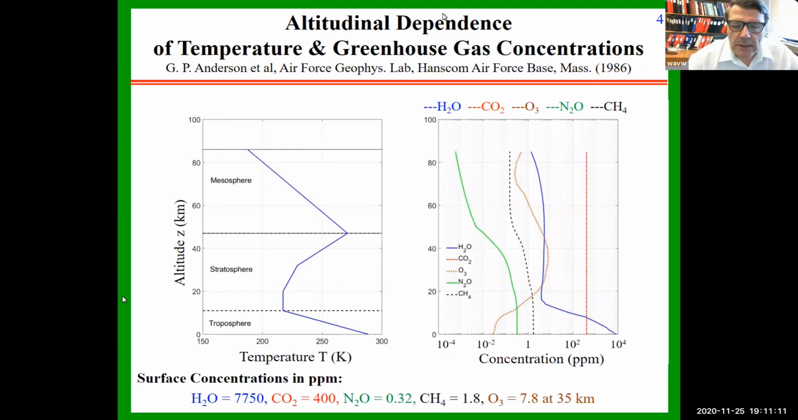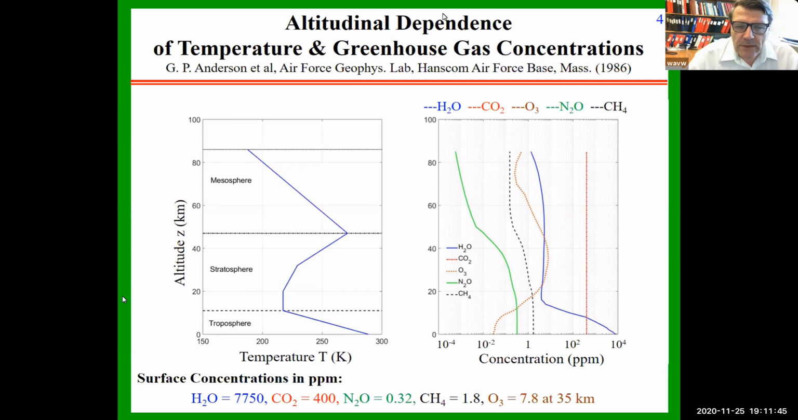Then we come to the dashed black curve, which is methane. It starts out at the surface at about 1.8 parts per million, and it decreases as you go to high altitude. Interestingly, when you go to high altitudes, some of the methane molecules sometimes react with ozone to produce two water vapor molecules. So methane in the stratosphere is a source of water vapor, which is a powerful greenhouse gas.